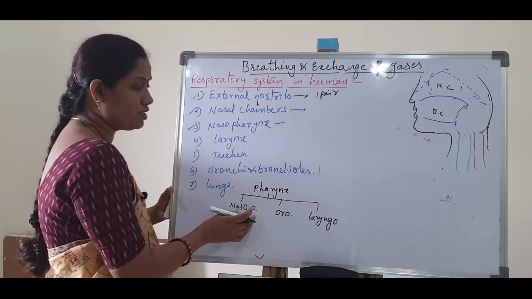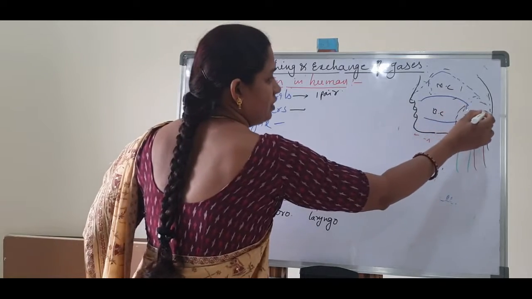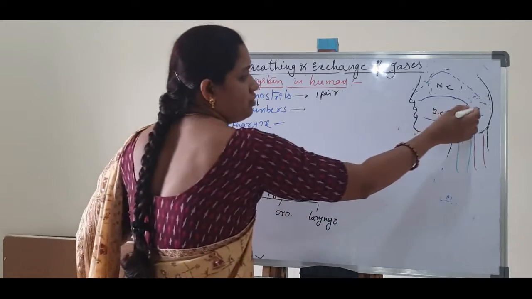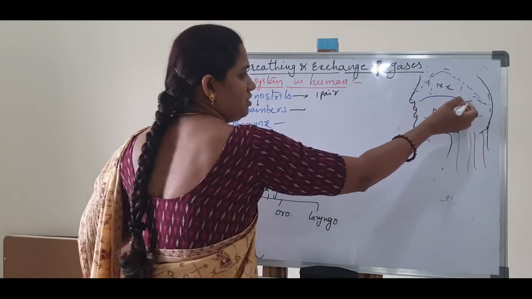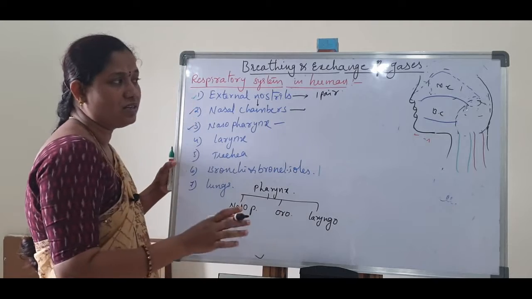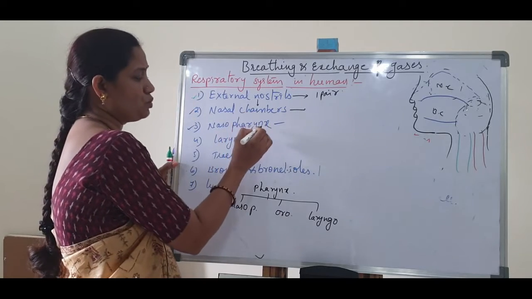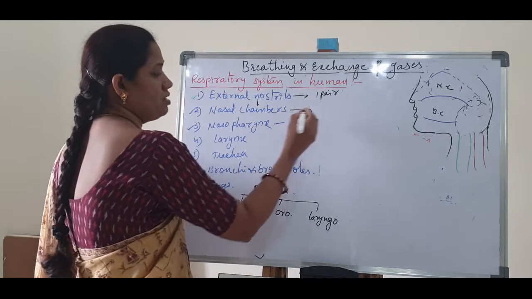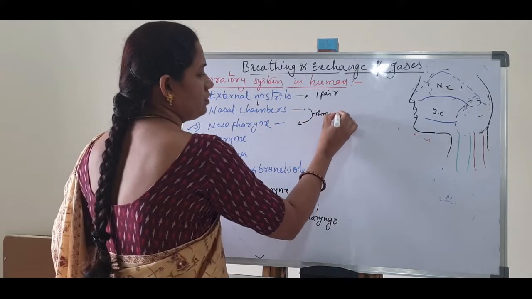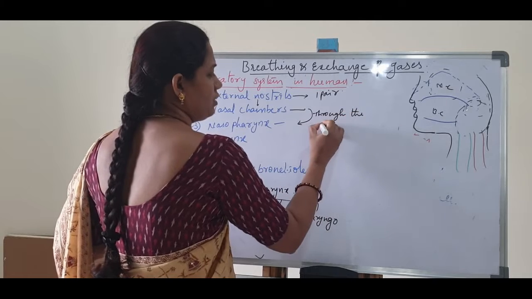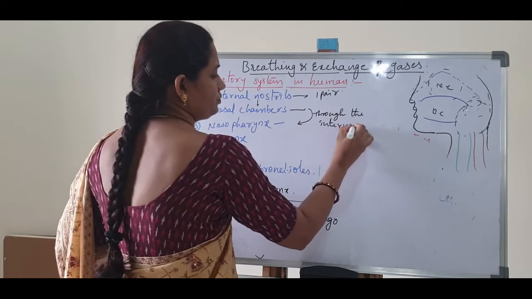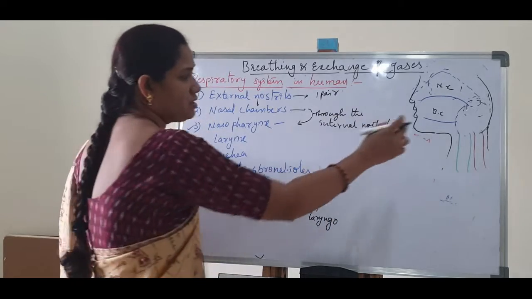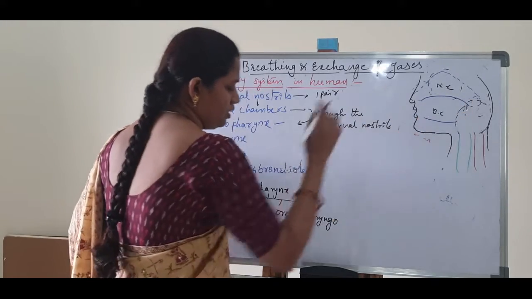Nasopharynx is the region where the nasal chambers open into the pharynx. Here internal nostrils are present. So the nasal chambers open into the nasopharynx through the internal nostrils.